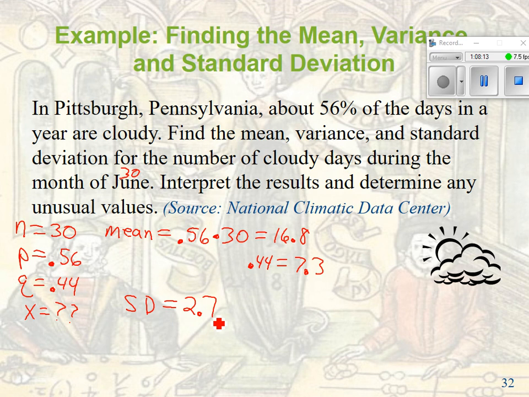So if we were going to look at our normal curve, what did we say about between two standard deviations from the mean? About 95% of everything should fall in that range. So most of them are going to fall in there, and we could say, okay, then double that, that's about 5.4. So it's probably most of the time going to be between 11 days and 22 days of cloudiness in Pittsburgh in June.